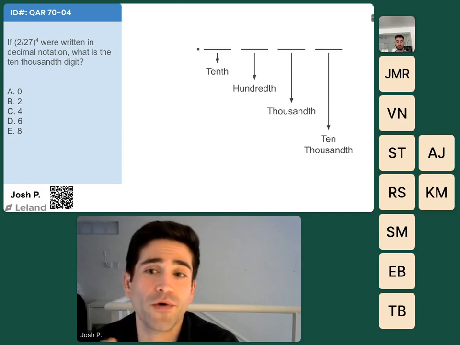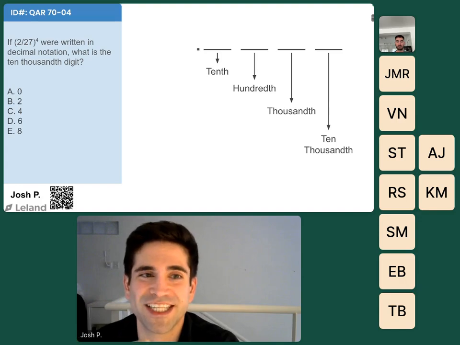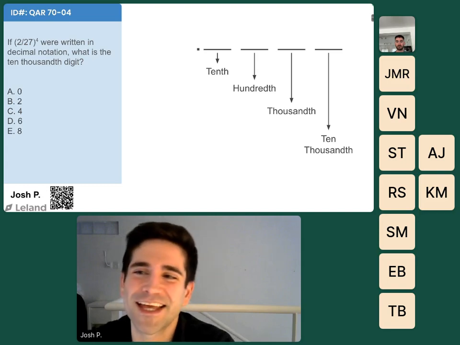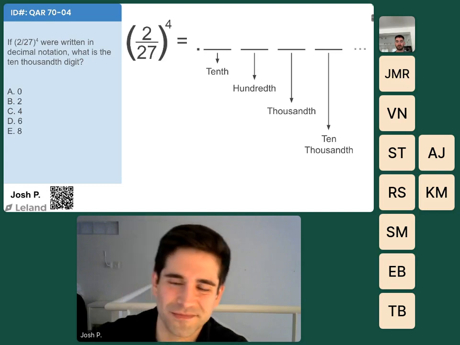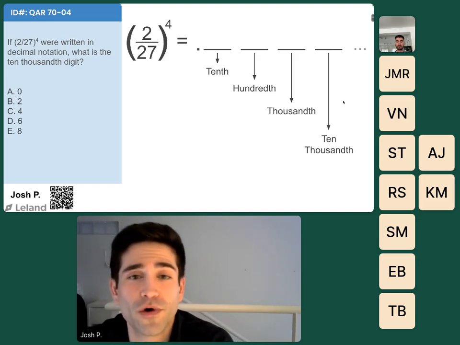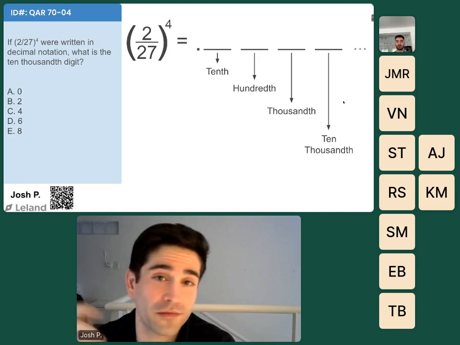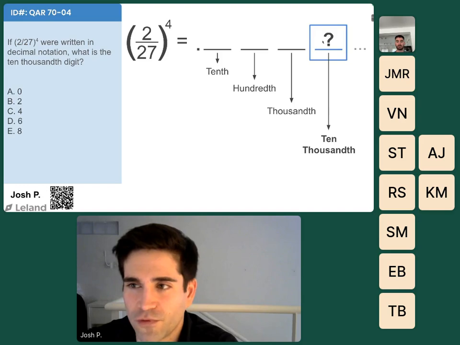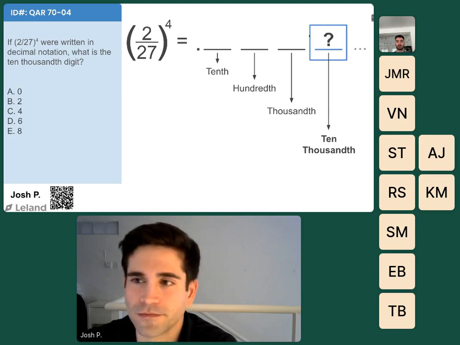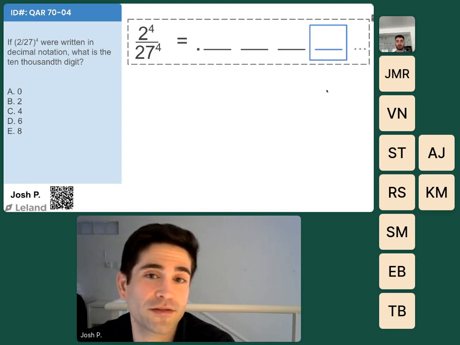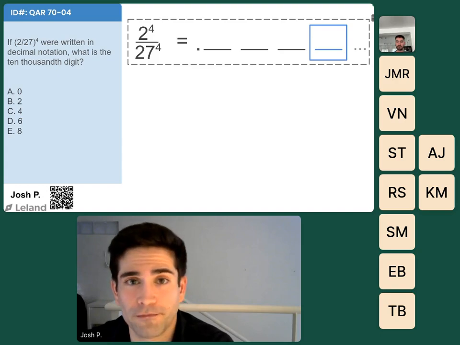So I know that what I'm looking for is the 10,000th, sorry, I'm not pronouncing that correctly, digit. And that is essentially right here. And we know that the fraction (2/27)^4 is equal to some number, right? And of course, we're looking for this digit right here. Now we can distribute the exponent to the top and bottom. So we have 2^4 over 27^4.